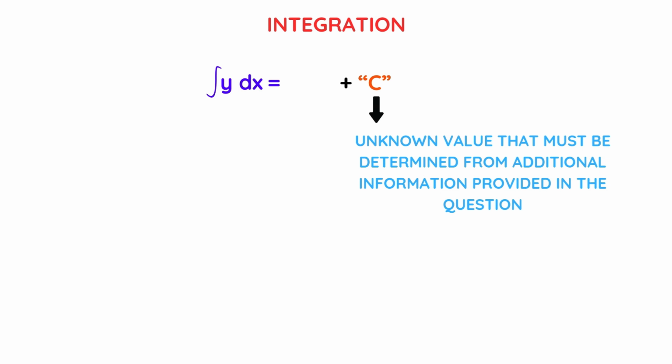For example, if you integrate acceleration to find velocity, the result will include a constant c. To find the value of this constant, you will typically be given specific conditions, such as the initial velocity or displacement, which you can use to solve for c. Let's solve another example to see how this works.